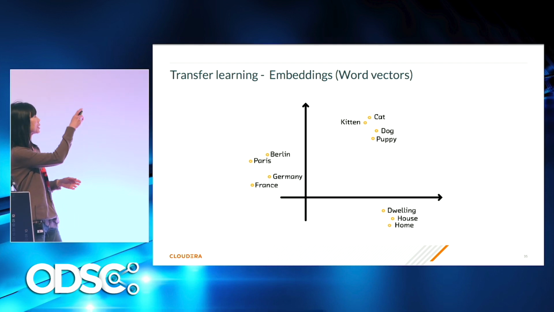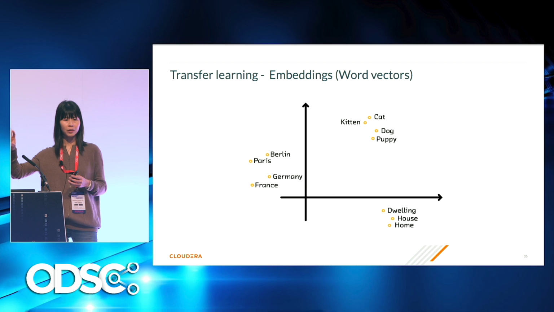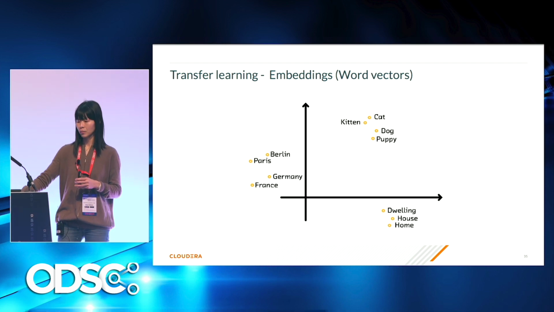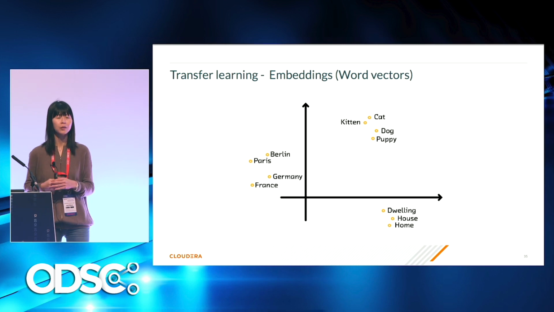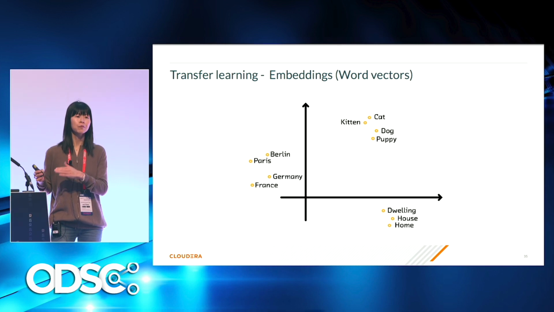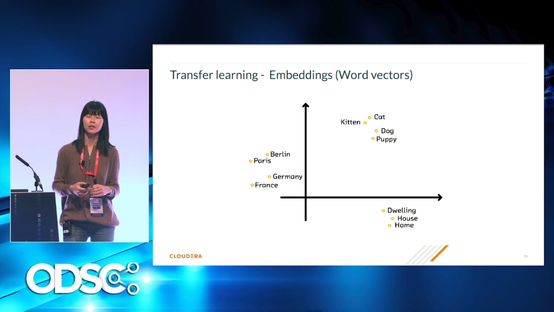So on the top right-hand blob, you would see kitten, cat, dog, puppy. They're grouped together. At the bottom right-hand, you'll see dwelling, house, home. They're also grouped together. And these are just grouped based on the vector representation of words. And over here on the left-hand side are just a bunch of cities and countries.